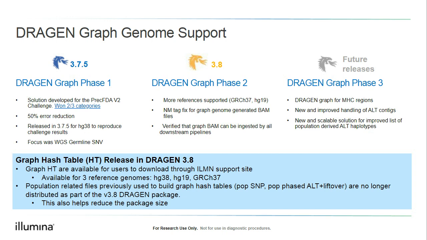The main reason for doing this is that to build the graph genome, we need additional files like leftover files, the population haplotype files and others, and that makes the package to download and install DRAGEN very large. So hence we removed that from the installer, but what we have done is we have given you the pre-built hash tables, and that is something that you can go to the product files page on the Illumina DRAGEN support page to download, and then you can utilize it with your pipeline.